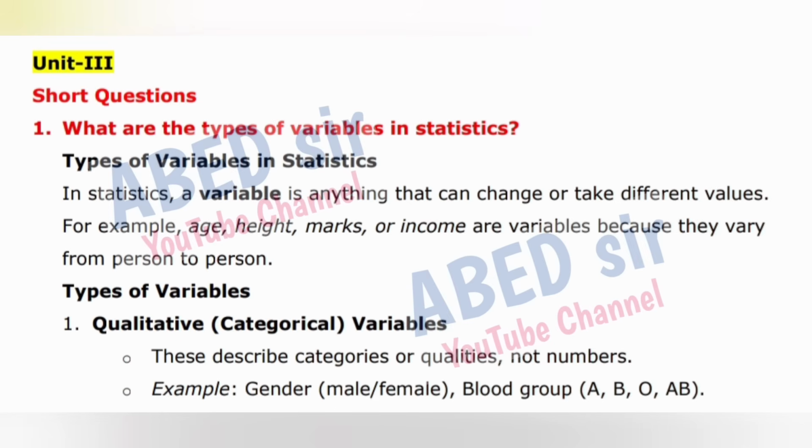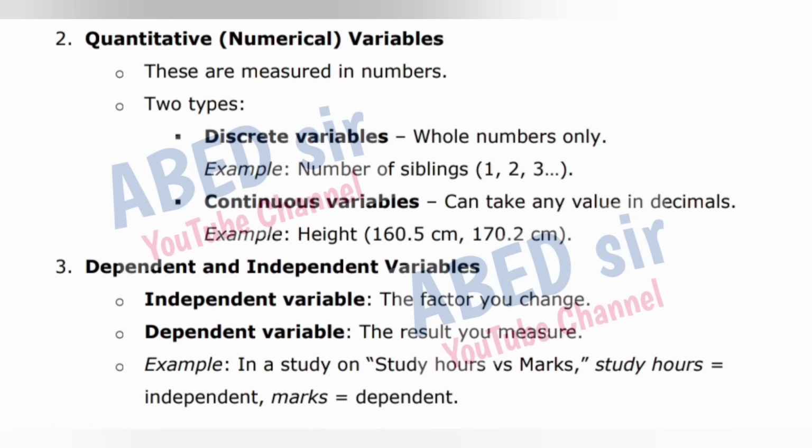Types of variables. 1. Qualitative, categorical variables. These describe categories or qualities, not numbers. Example: gender, male, female, blood group, A, B, O, AB. 2. Quantitative, numerical variables. These are measured in numbers. 2 types. Discrete variables, whole numbers only. Example: number of siblings, 1, 2, 3. Continuous variables can take any value in decimals.